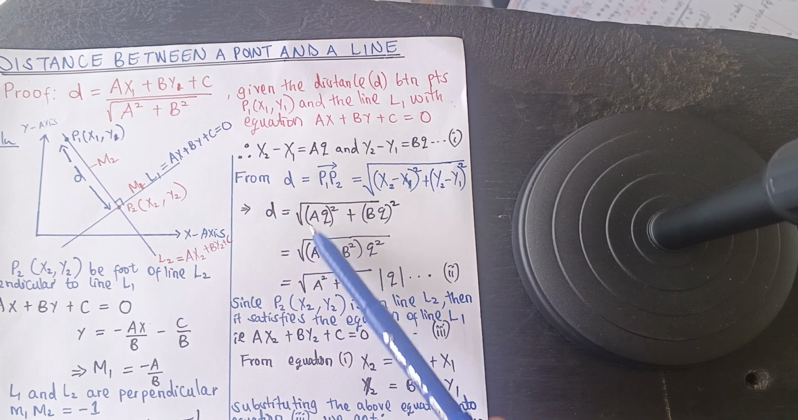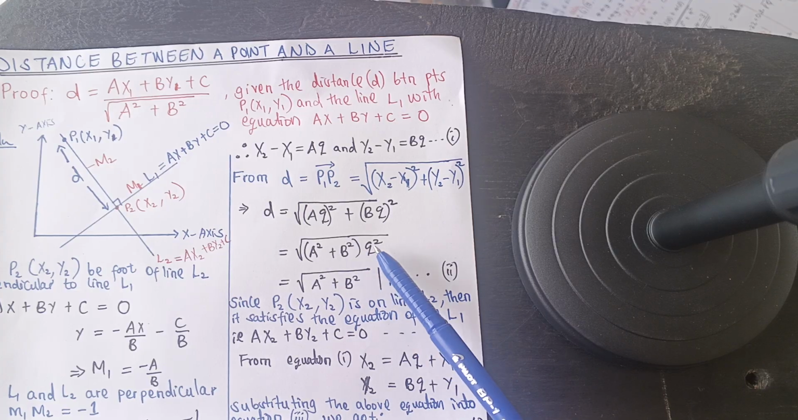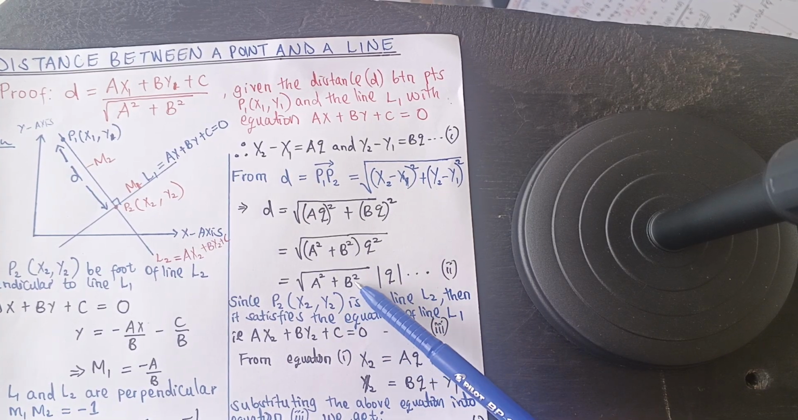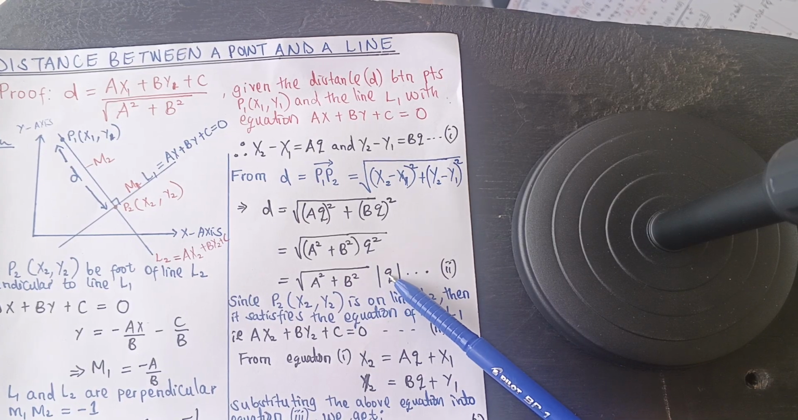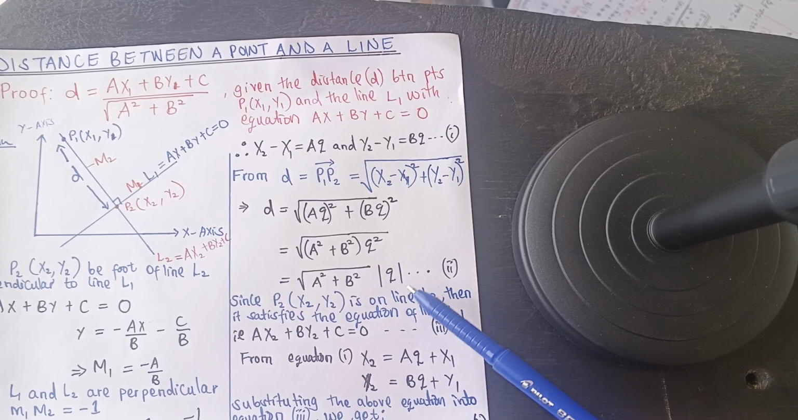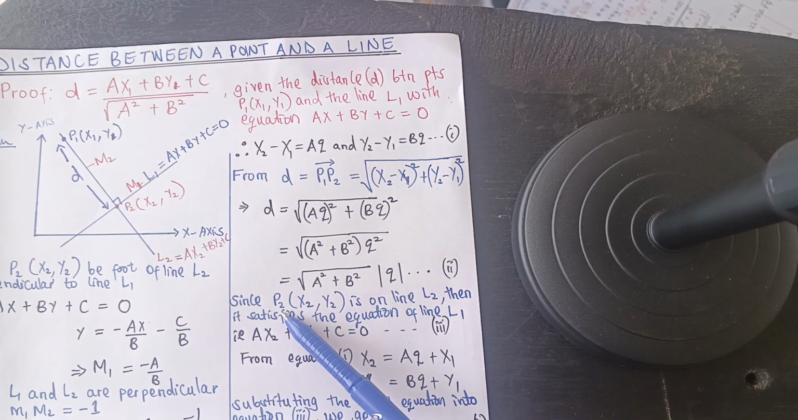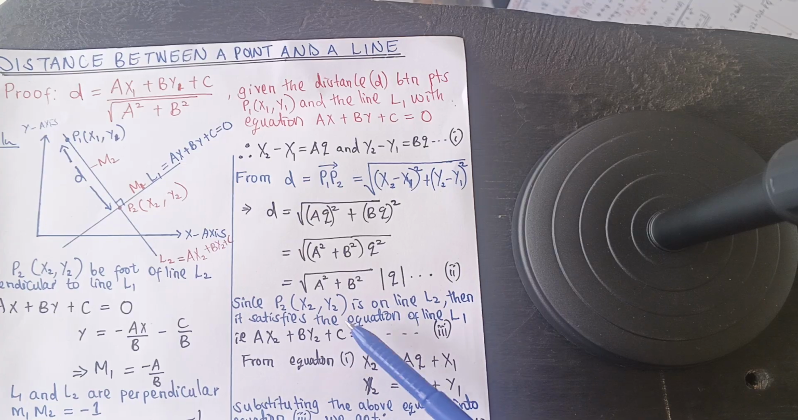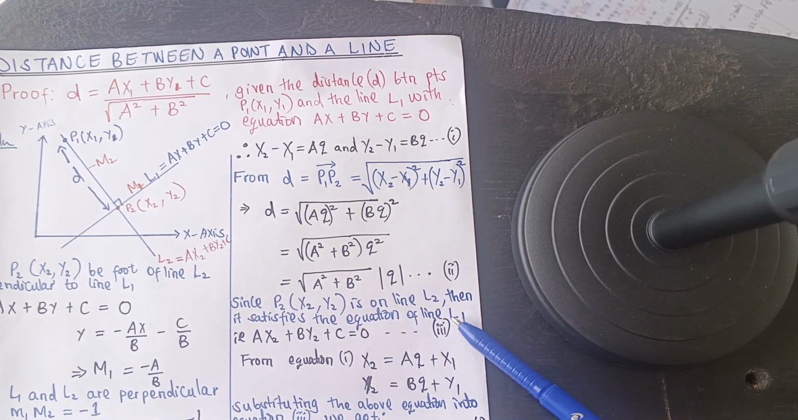If we factor out, it's going to be the square root of (a squared plus b squared) multiplied by q squared. Therefore, the square root of a squared plus b squared, times the square root of q squared, which gives you q, but you put it in modulus. This is going to give you equation 2. Since P2 (x2, y2) is on the line L2, then it satisfies the equation of the line L1.